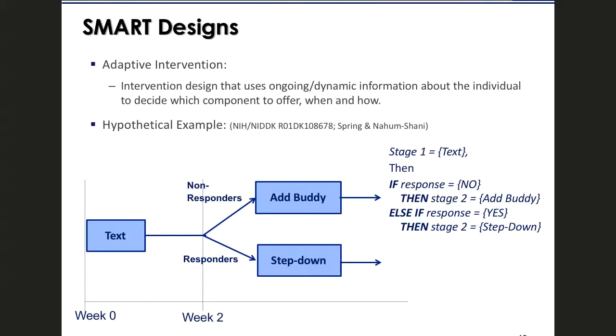So far, so good? Okay, so what is an adaptive intervention? It's an intervention in which we use ongoing dynamic information about people, how they progress through the intervention, to make decisions about the intervention components, to decide which component to offer, when, and for whom. Okay.